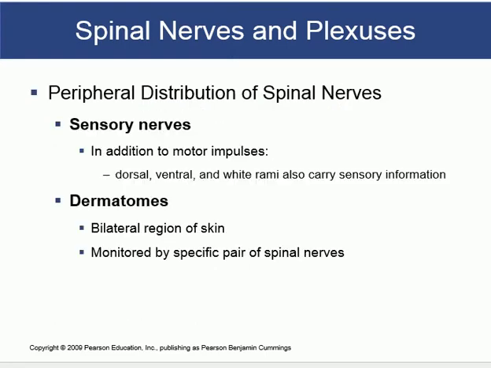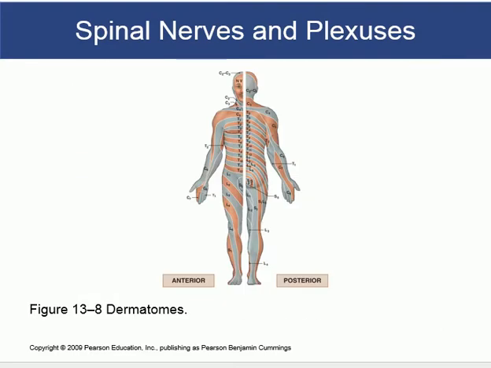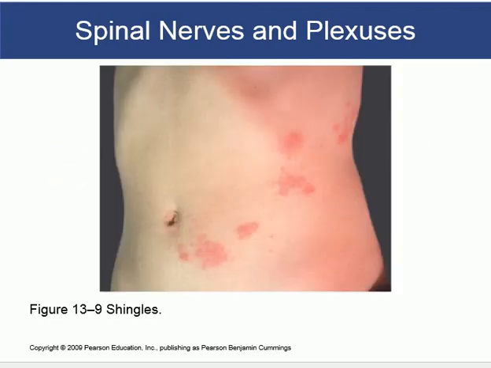What dermatome means? No details, just understand what the dermatome is. What is this? Shingles. So important. What's the shingles?